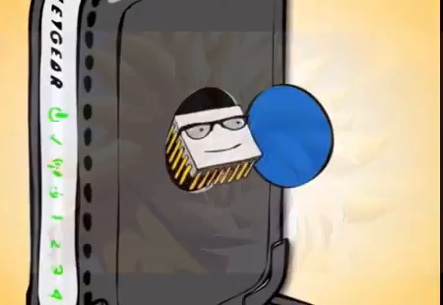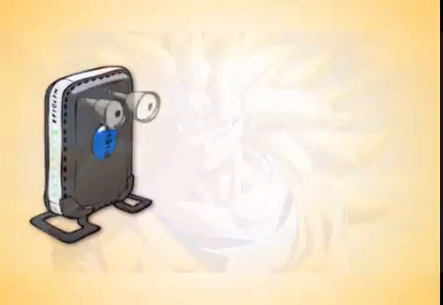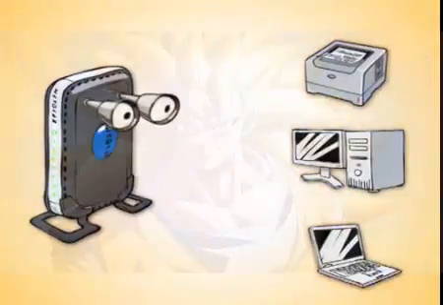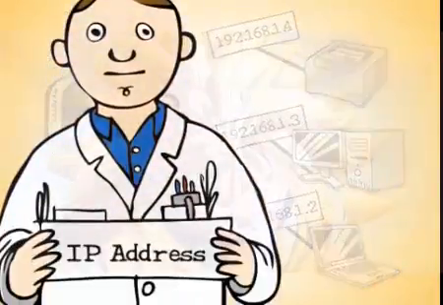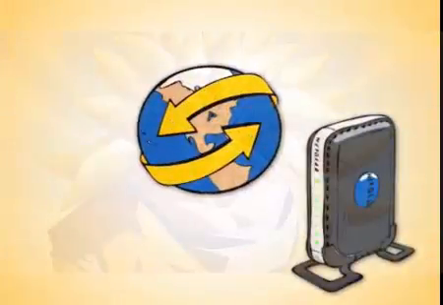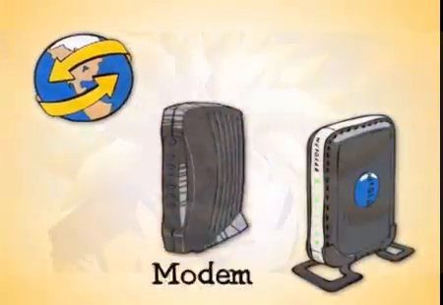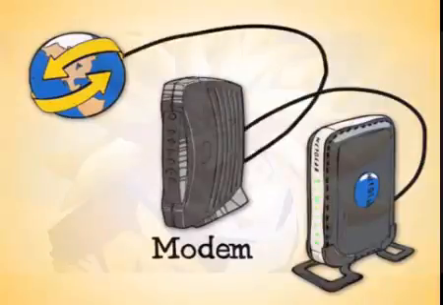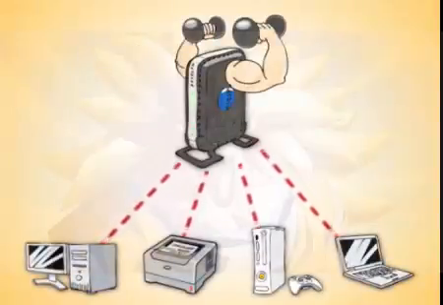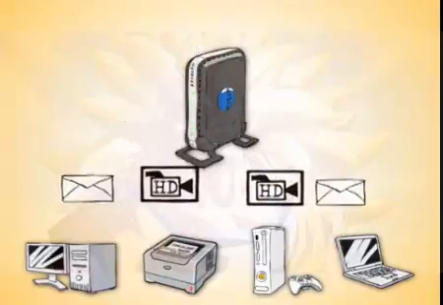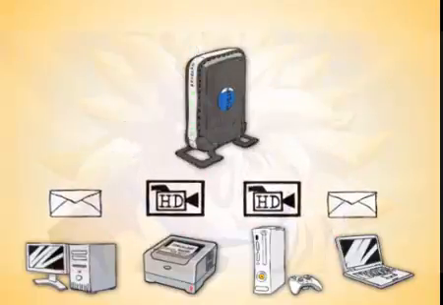A router has a smart little computer inside that identifies all of the computers and devices on your network and assigns a unique number to each one. Techie people call this an IP address. A router also connects to the internet outside your home via a modem that can be provided by your DSL or cable internet provider. A router is always at work, managing the tons and tons of information your computers and devices send and receive, and controlling which computers and devices get what information and when.